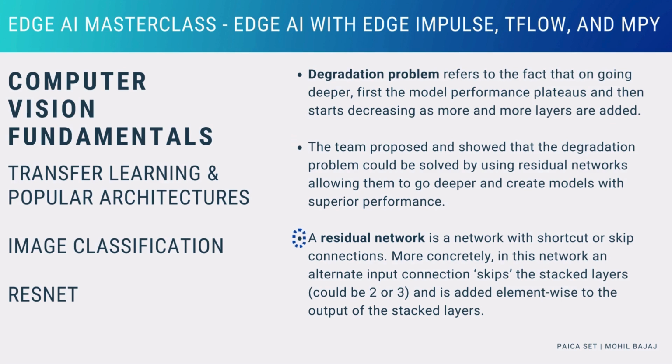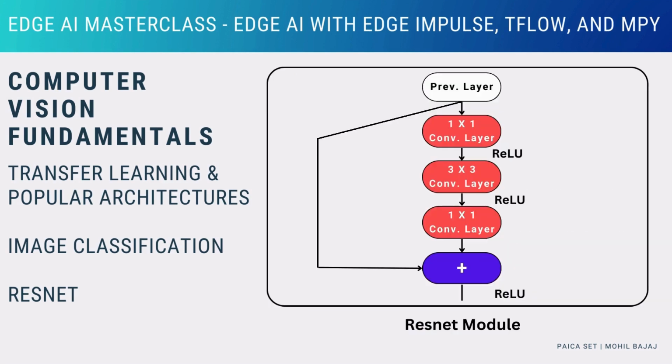A residual network is a network with shortcut or skip connections. More concretely, in this network, an alternate input connection skips the stacked layers, which could be 2 or 3, and is added element-wise to the output of the stacked layers, followed by the activation function. This is illustrated in this image of the residual network module, which has 3 convolution layers.